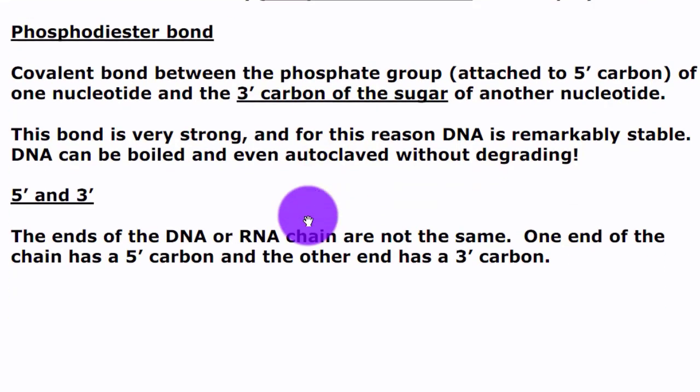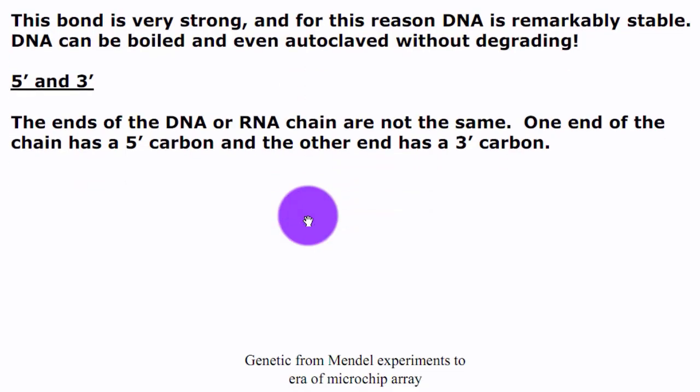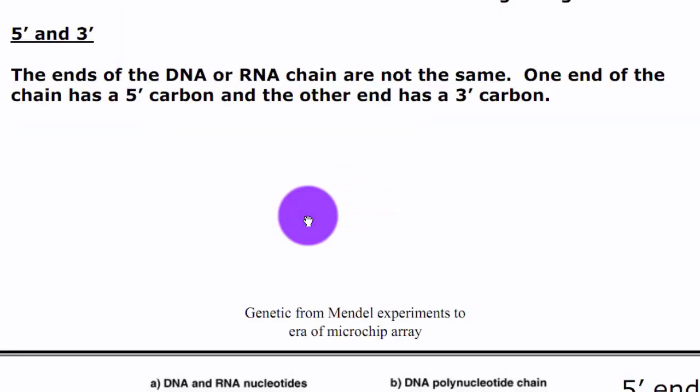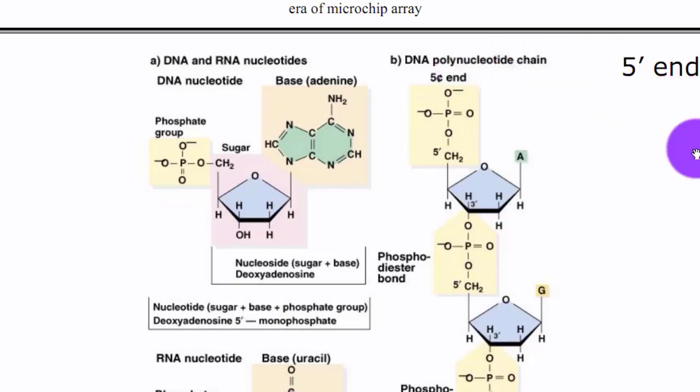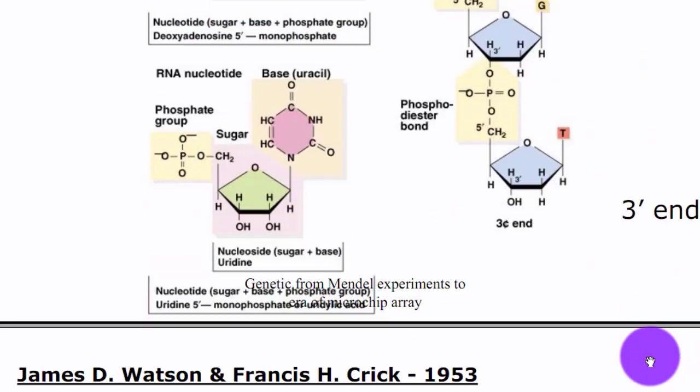This bond is very strong, and for this reason DNA is remarkably stable. DNA can be boiled, even autoclaved, without degradation. The ends of the DNA or RNA chain are not the same. One end of the chain has a 5 carbon and the other has a 3 carbon. Here is the 5 end, and here is the 3 end.